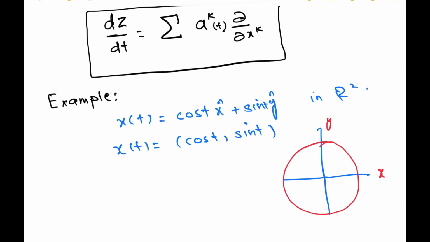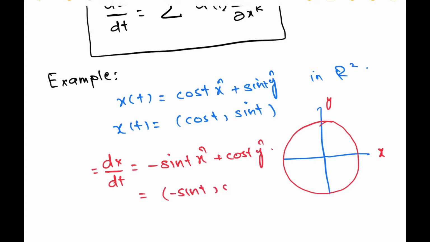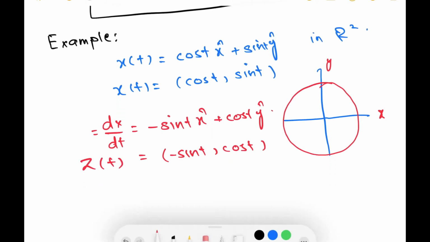And if I take the derivative of this, dx by dt, let me call this z, because this dx by dt is now a vector field, and this will become minus sin t x cap plus cos t y cap, or I can write it also in this manner. Let me write this as z(t), this notation. So what is this representing actually? It is representing a vector field on this curve.